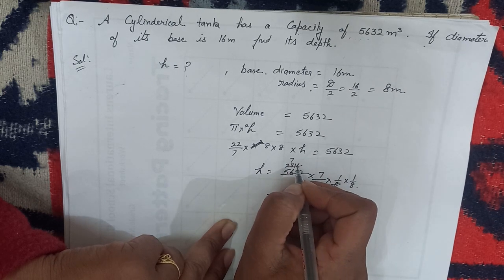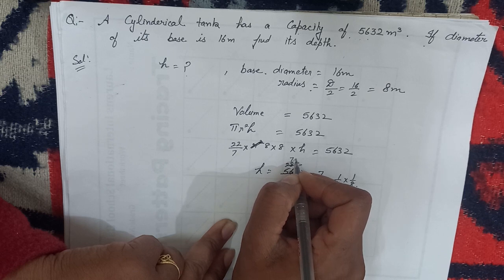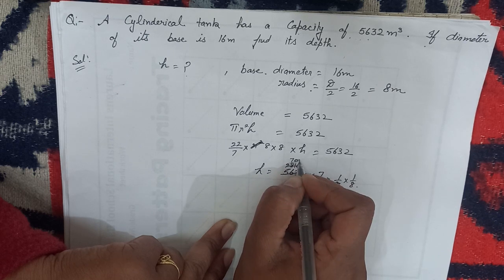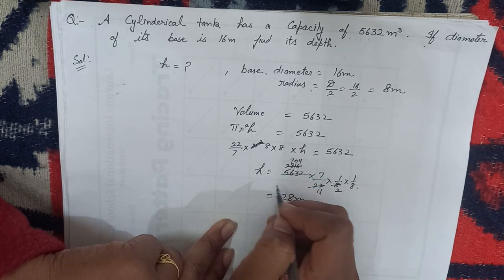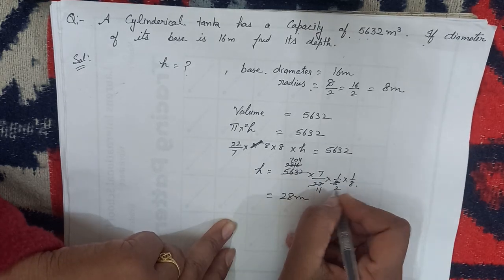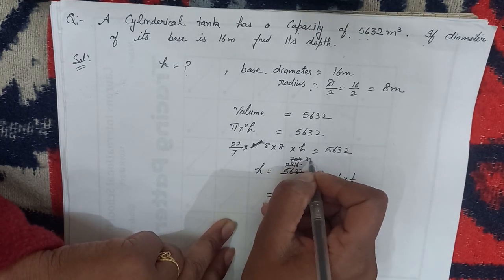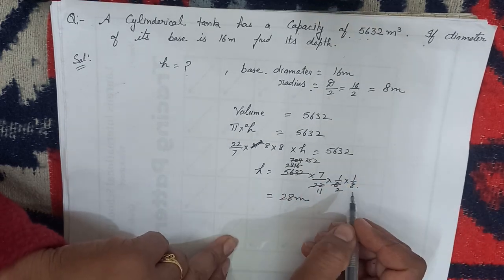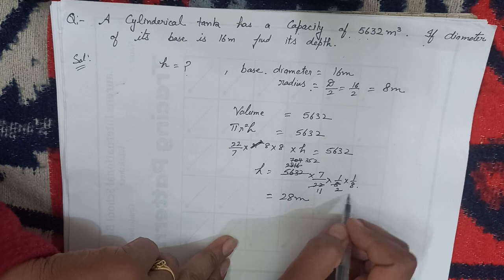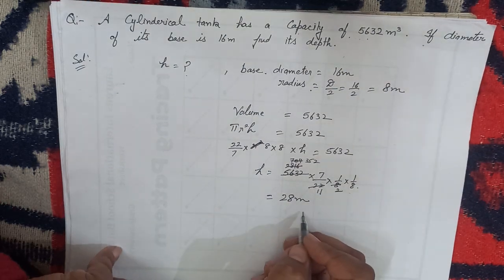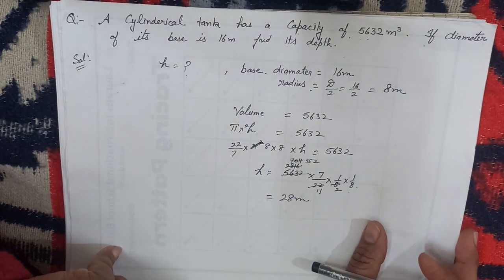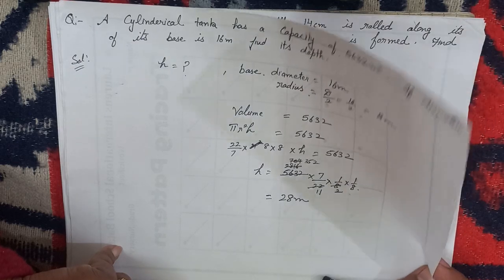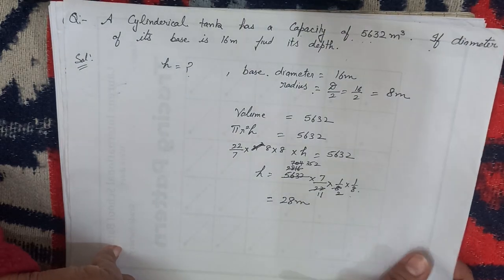7 4s are 28 and 4 4s are 16. In the same way we can do the cutting and get the answer, and that will be just a 35 and 2. Again on the table of 2 we will do cutting, and we will get this answer, 28 meters. Okay. So this is how we will find out the height. Now come to the next question.